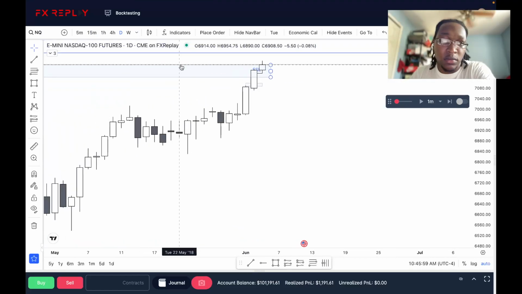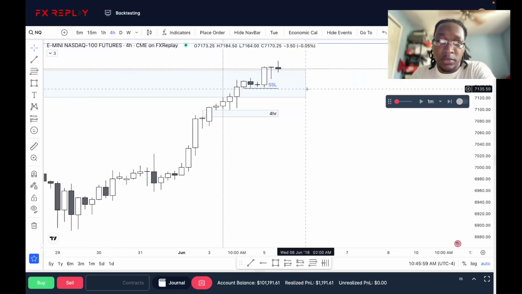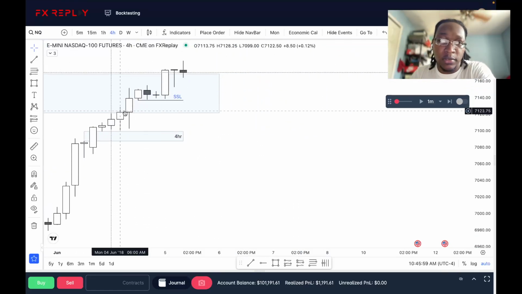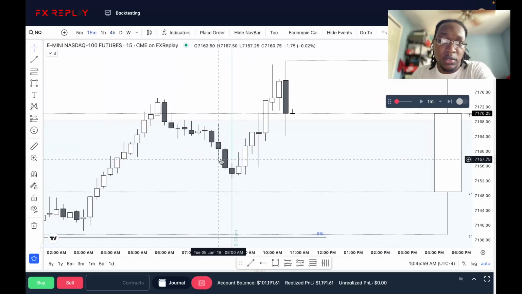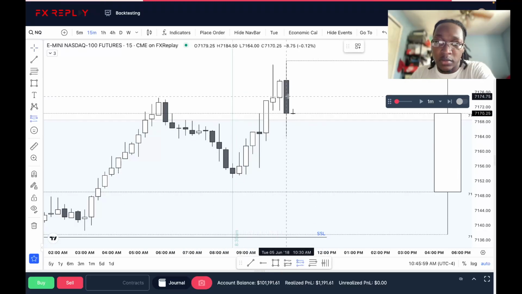Daily, super high premiums. 4 hour, we took out the last two up candles. We have a shit ton of sell side in the gap below us. 15 minute, we have a change in state. We ran out buy side. Close below here. We have relatively equal lows there. I'm gonna take this sell.